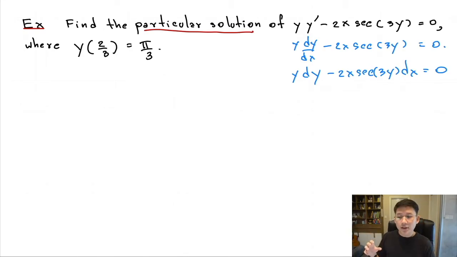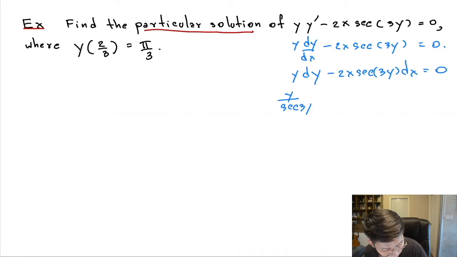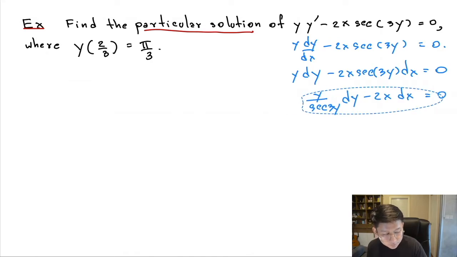And right now, it is in differential form, but it doesn't look very separable, right? Because in front of dy, you have y, but in front of the dx, you have x and y, not only x. So to change that, I will divide the whole equation by sec of 3y. So this is what I get: y cos 3y dy minus 2x dx equals 0. Make sense?